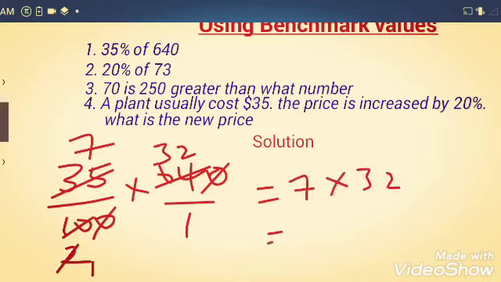Now 7 times 2 is 14. You write 4, keep 1. 7 times 3 is 21 plus 1, that's 22. So this is the traditional method.